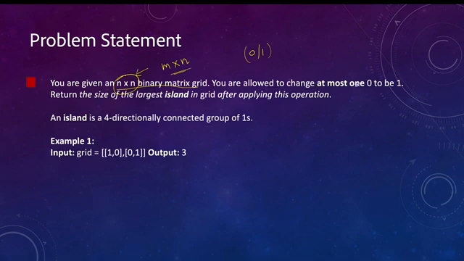You are allowed to change at most 1 zero to 1. So either you convert 1 zero to 1 or you don't convert. You cannot convert more than 1 zero. Then we have to return the size of the largest island in the grid after applying this operation. So either this operation is applied or not. Island is 4 directionally connected.